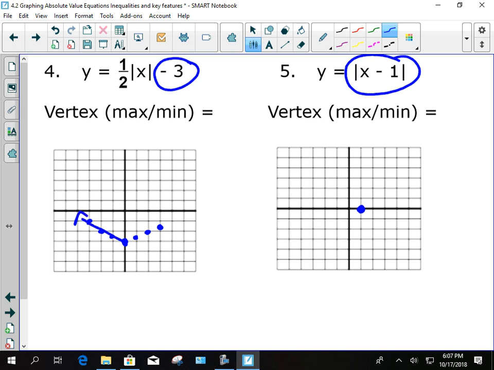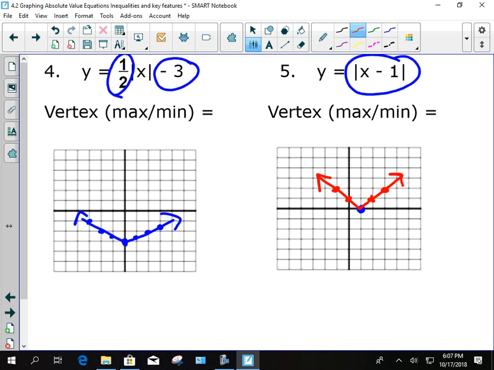And then I make my arrows. So when you have a half out here, it makes it wider. You don't go up 1 over 1, you go up a half over 1. This one is very simple. I went 1 to the right, and then I go up 1 over 1, up 1 over 1, up 1 over 1, up 1 over 1. Boom.